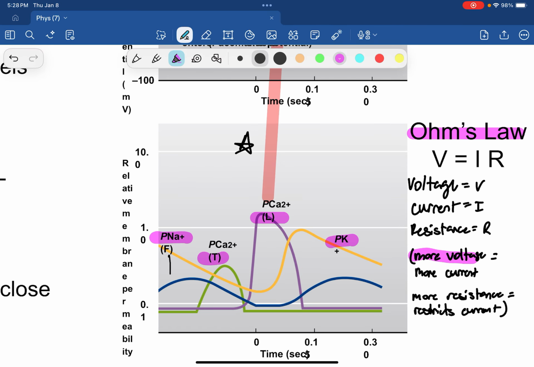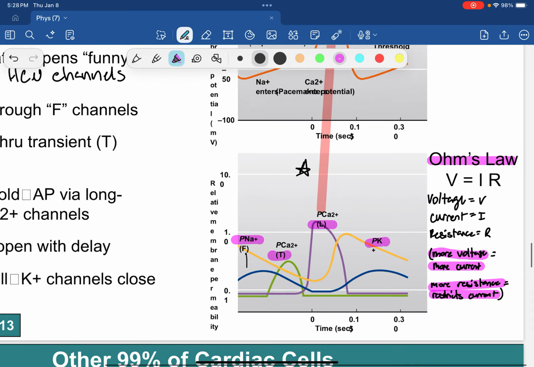You can see more voltage means more current. They're the same, so if you increase one, the other is going to increase. However, the resistance and the current are opposite because they're on the same side of the equation. So if you increase one, you'll decrease the other. And this is just a good law that allows resistance and current and voltage to all be related so that they can be calculated.